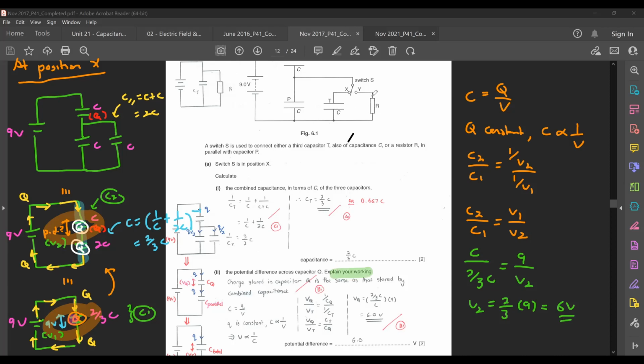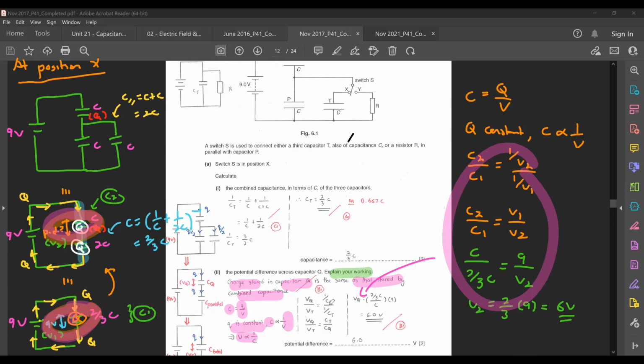The part where you're supposed to explain your working is actually based on this, where you say that the charge Q stored in your capacitor is the same as that stored by your combined capacitance. So you use the capacitance equation C equals Q over V. Q is constant, C is inversely proportional to V, thereby giving you this relation. So based on what I've just done right over here, that is the working that you're seeing right over here.